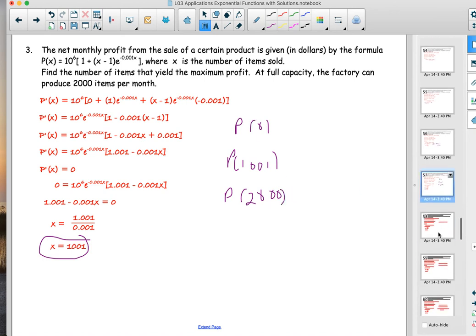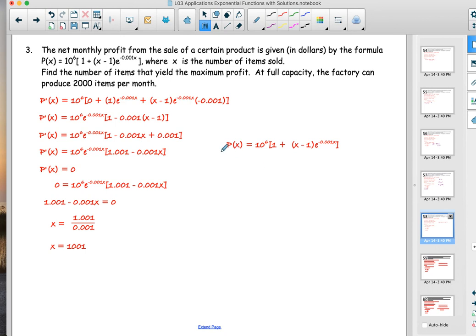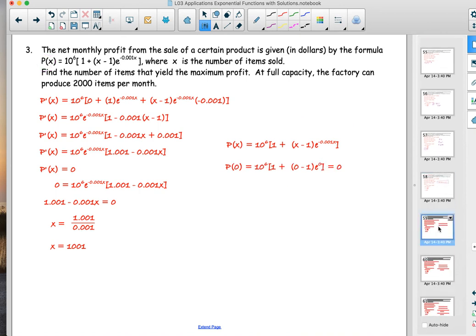So let's get started. I'm just reminding you where we're plugging in. P at x is 1 plus x minus 1 times e to the negative 0.001. You do have to plug into here. Some students make the mistake of plugging into the first derivative. You plug into the original function.